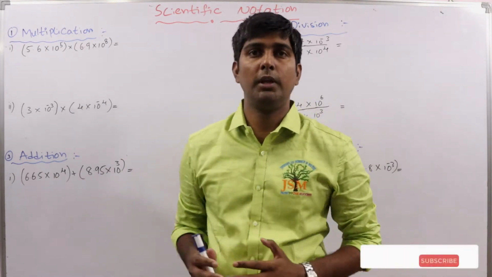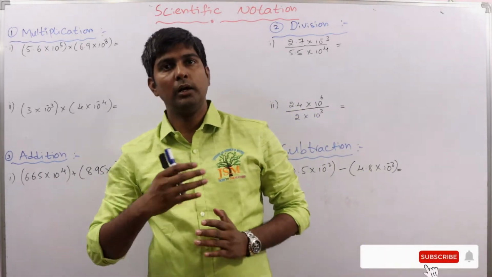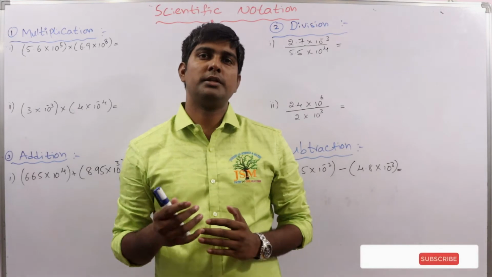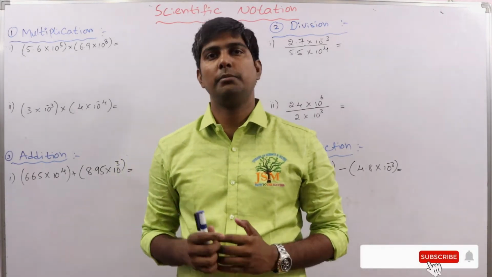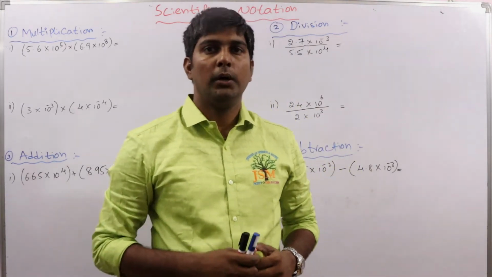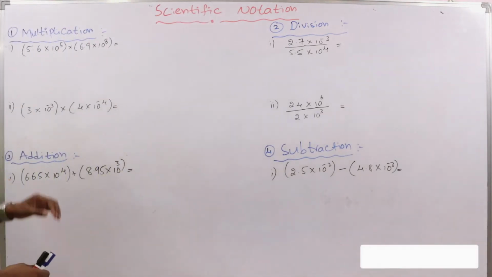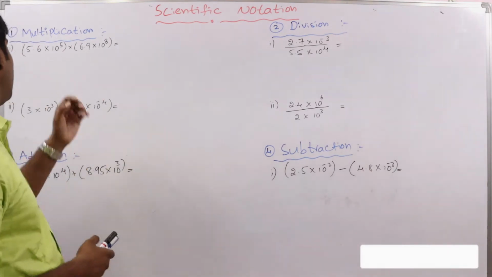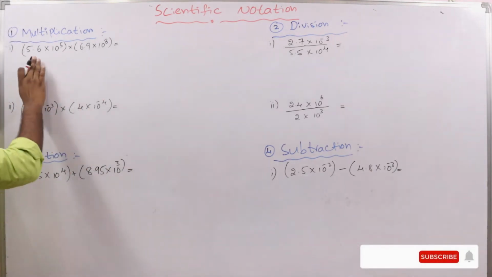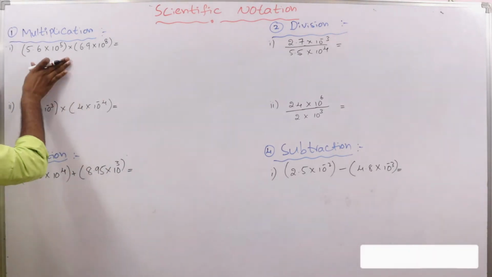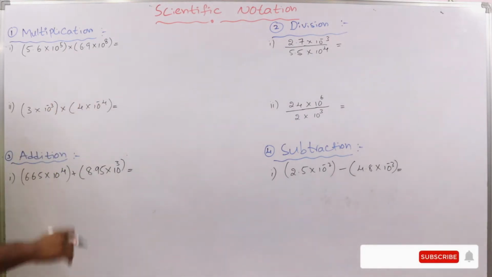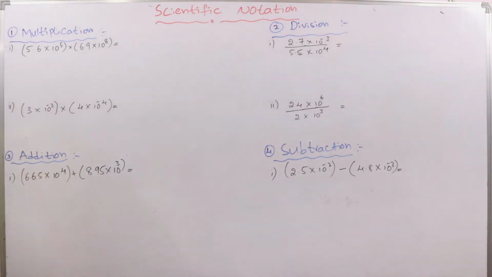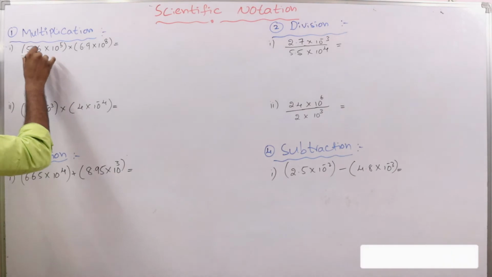This is also very useful for all the problems in which calculations are involved, whether physics, chemistry, or mathematics. Right now, first of all, let us see multiplication. Here we have an example: 5.6 into 10 power 5 is multiplied by 6.9 into 10 power 8. We have to multiply these two numbers.